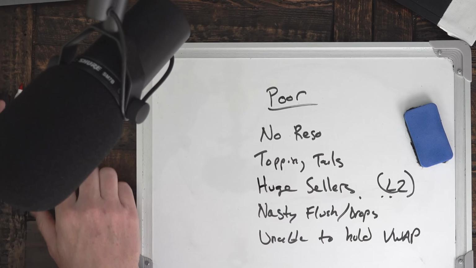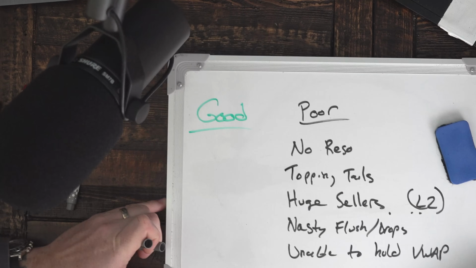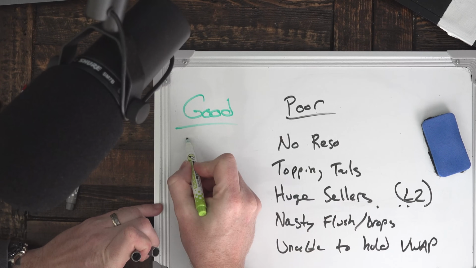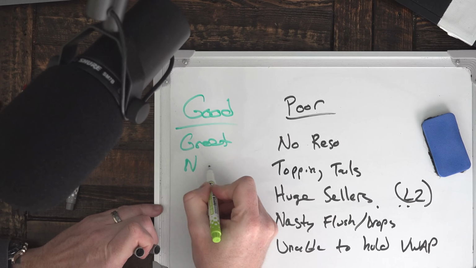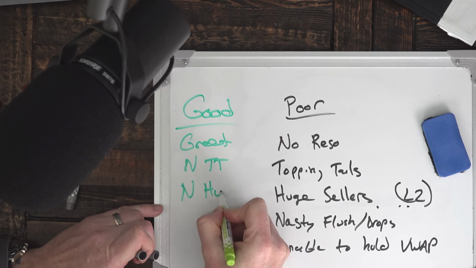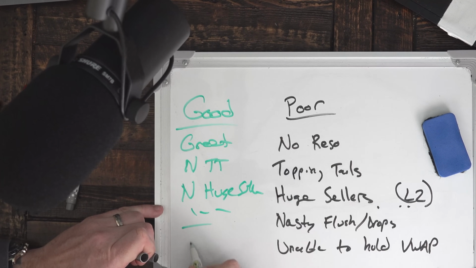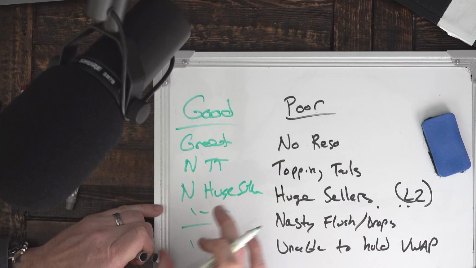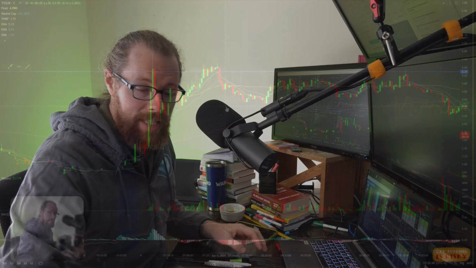Now, this is poor. Now, if we said, what does good price action look like? Well, it's really just the inverse. You've got great resolution. You don't have topping tails. You don't have huge sellers. I don't have to write the whole thing. No nasty flushes and drops. So it's literally all of this, but you don't have it. Sometimes it helps to sort of inverse, because if you realize, well, these are all the things that make it bad, then just the inverse is what, in this case, would make it positive. And that is the case here.